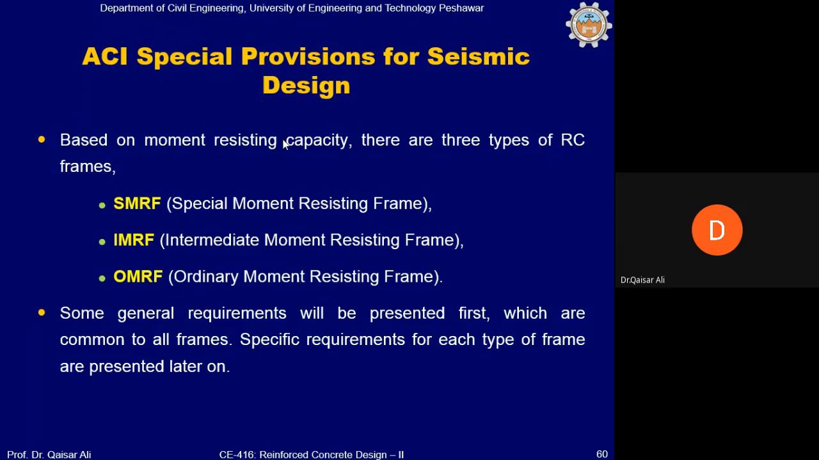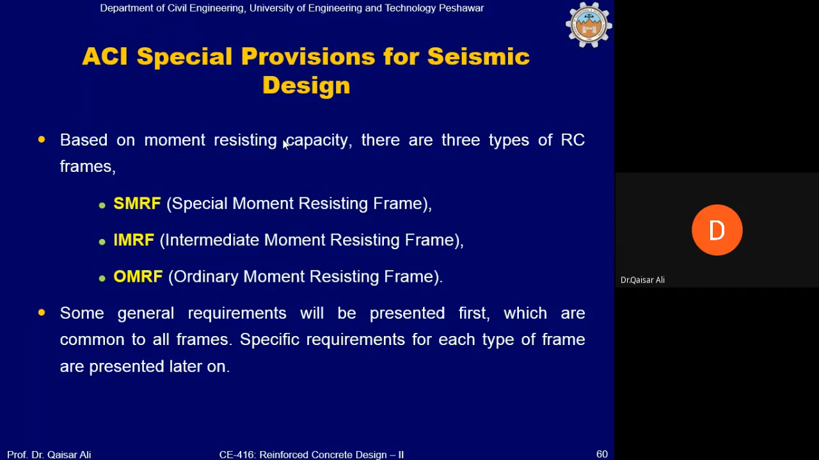Now the ACI code further says that SMRF must be used in zone 3 and 4. No other frame structures can be used in zone 3 and 4. IMRF and OMRF are not allowed to be used in seismic zone 3 and 4. Only and only SMRF shall be used if somebody wants to use a frame structure in zone 3 and 4. So he must use a special moment resisting frame. And for this, all the provisions of special moment resisting frame shall be followed.